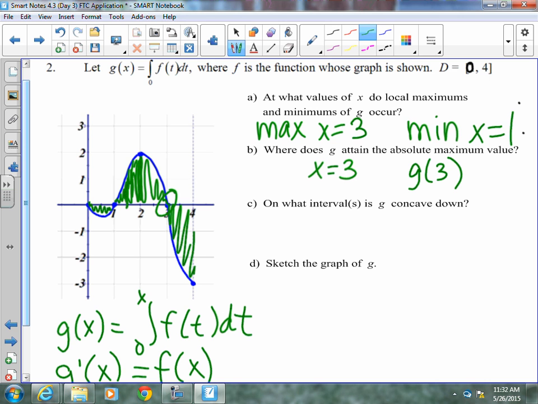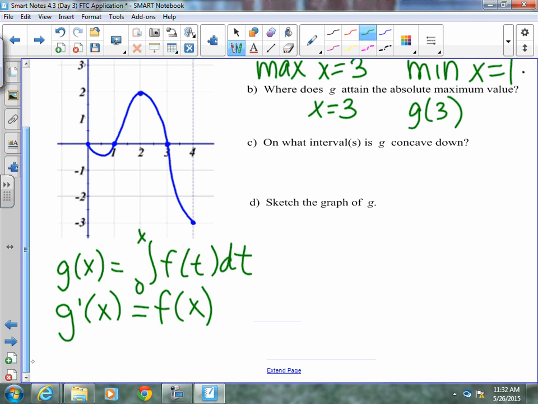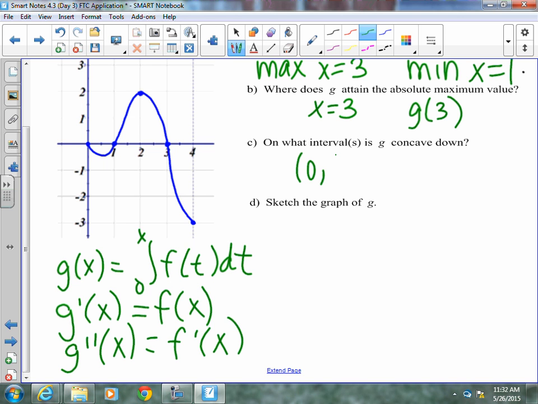Now, what intervals is it concave down? Well, let's talk about concavity for a second. Concavity comes from the second derivative. Well, if g prime is f of x, g double prime of x is f prime of x, or the slope of the picture we have. Because it's a picture of f, f prime would be the slope. So concave down would be where the slope is negative. So that's going to be from 0 to 1/2 and from 2 to 4.